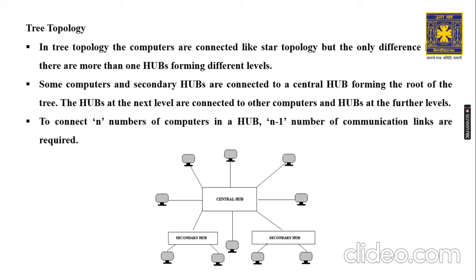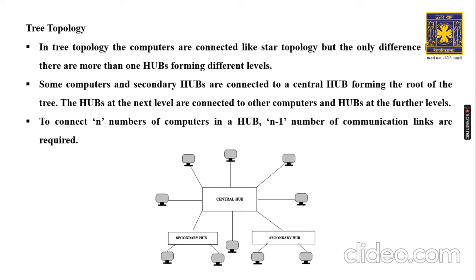But in the case of tree topology, you can go beyond that condition. You can have more central hubs, more hubs. You can form a tree out of that. But see, the basic thing is the same. Like here, instead of 2 more nodes, we have added 2 more secondary hubs, and these secondary hubs are again connecting other computers. So it takes the structure of a tree.